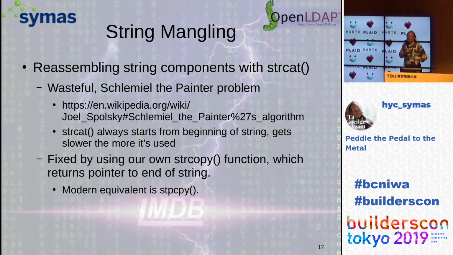And then the next big offender was strcat, which is used to concatenate a bunch of strings together, where we tear things apart and then we normalize them, and then we have to reassemble them again. And strcat is probably one of the worst functions written in the C library. Have you seen the joke about Schlemiel the painter? You can get the description at this link.